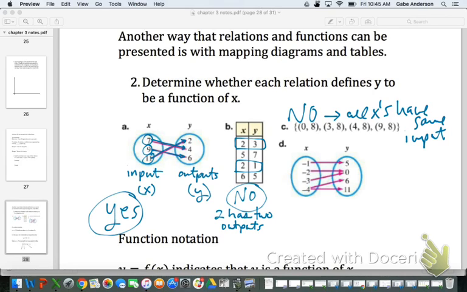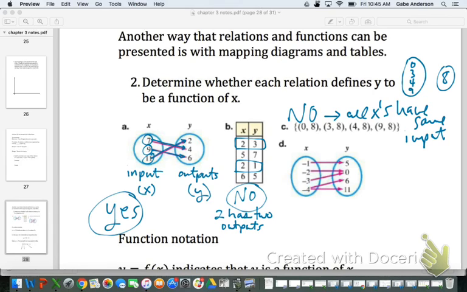So maybe another way to look at this would be to look at this like a mapping. So let me try to translate this over to a mapping. So here's my domain, my inputs. My inputs would be 0, 3, 4, and 9. And what is my only output? 8. Yeah, 8.